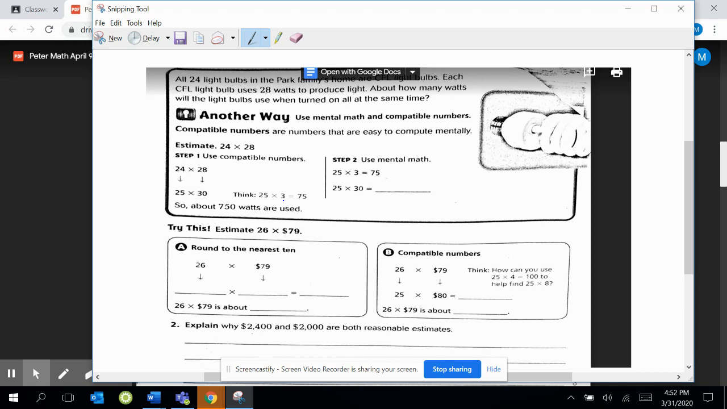So if you remember about quarters, those deal with 25s. So if we sing the dollar song, how many quarters is 75 cents? It goes 25, 50, 75. So if 3 times 25 is 75, then what would 25 times 30 be? We just have to add that 0 on again, and it would be 750 watts were used.